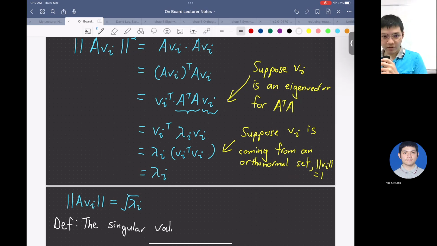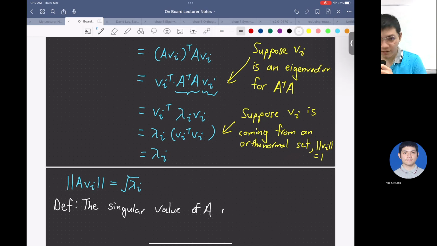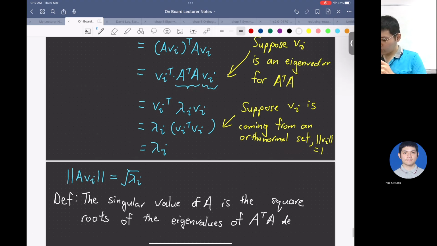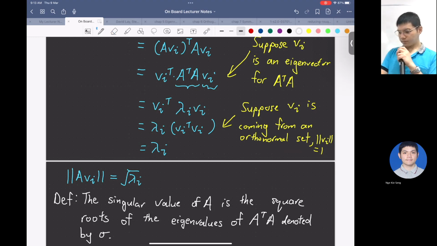So we say that the singular values of A are the square roots of the eigenvalues of A transpose A. Usually if you see the book, you will see sigma i. I'll denote it as sigma. Okay, so maybe we name it sigma i.